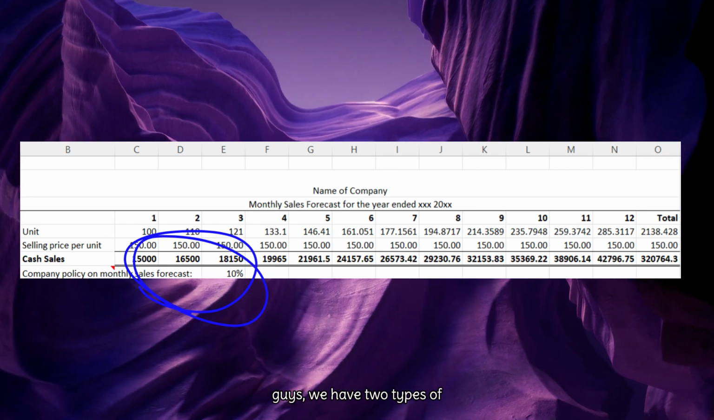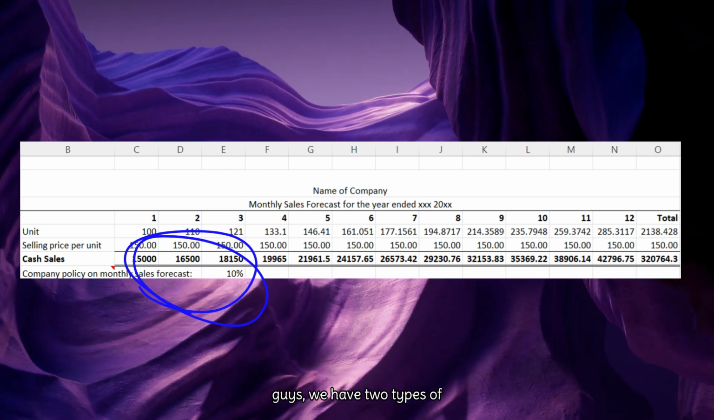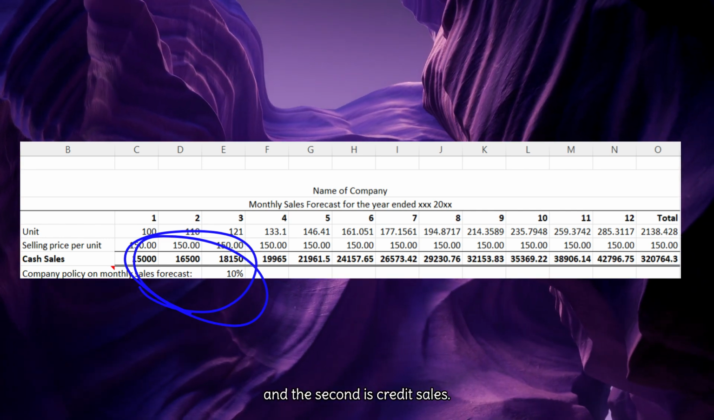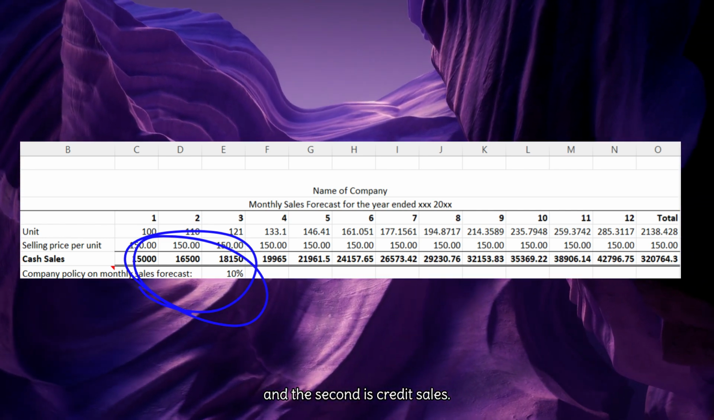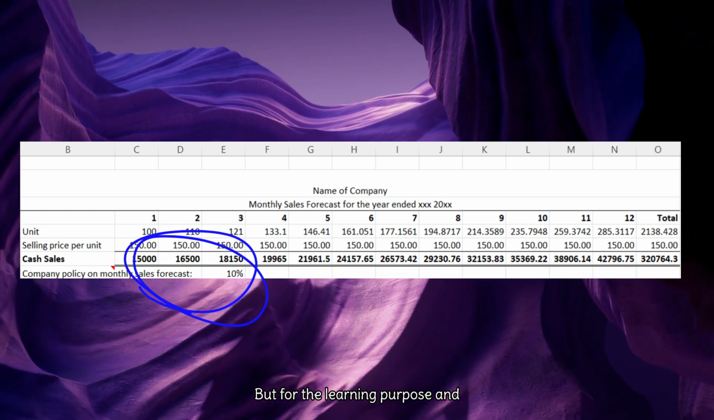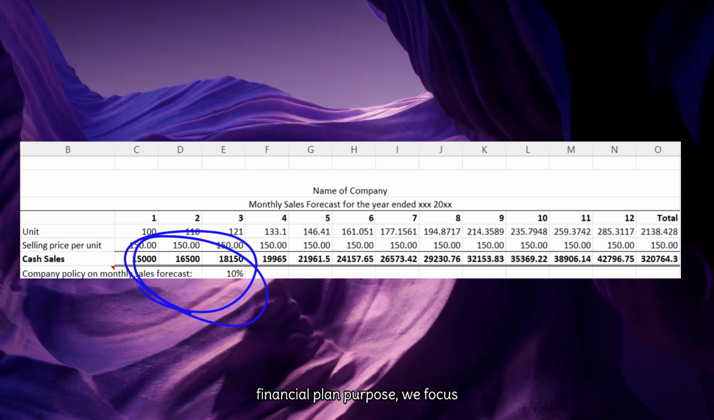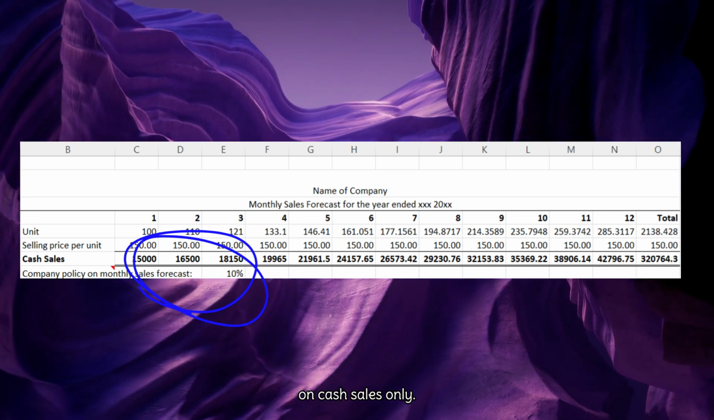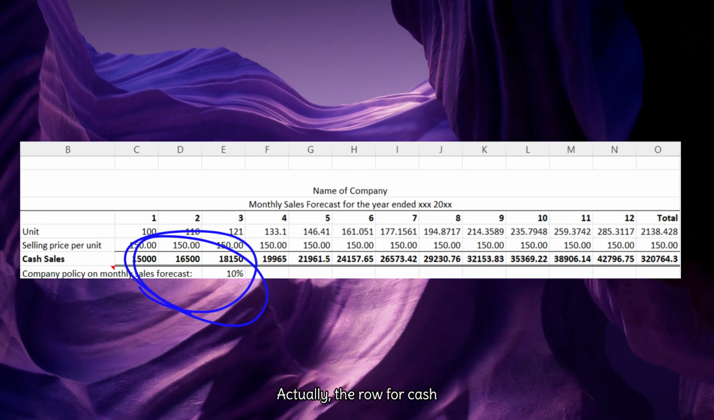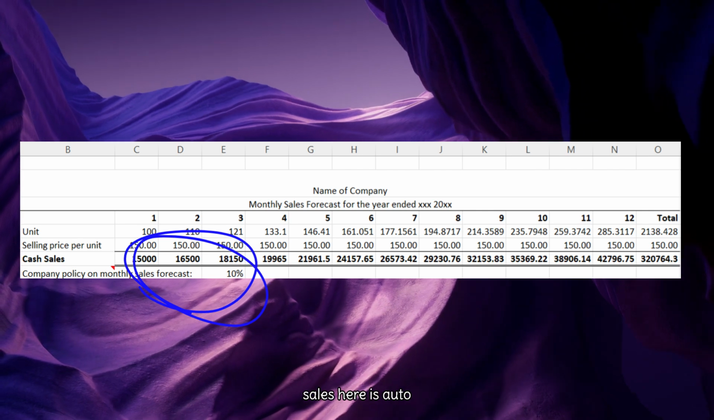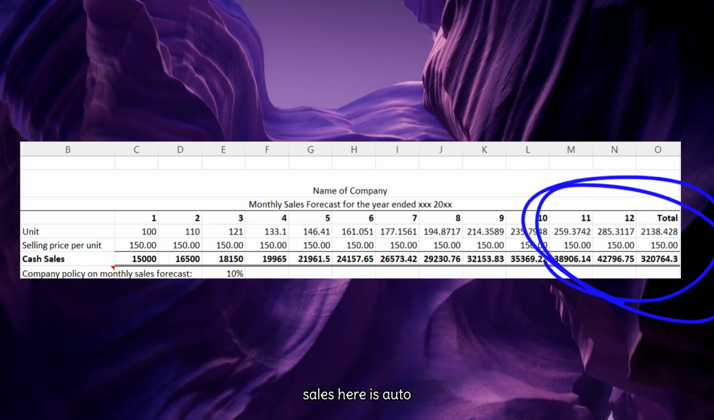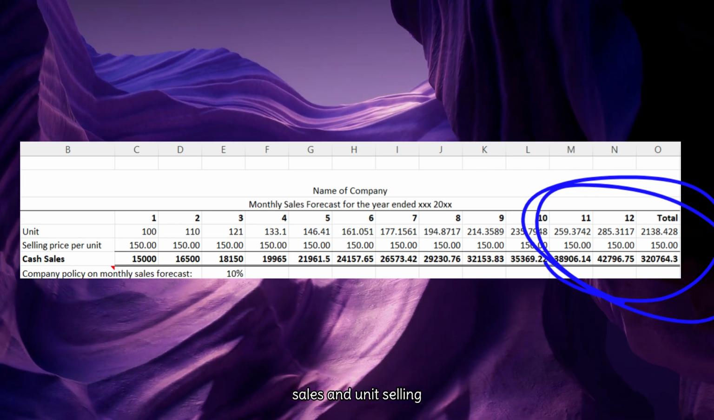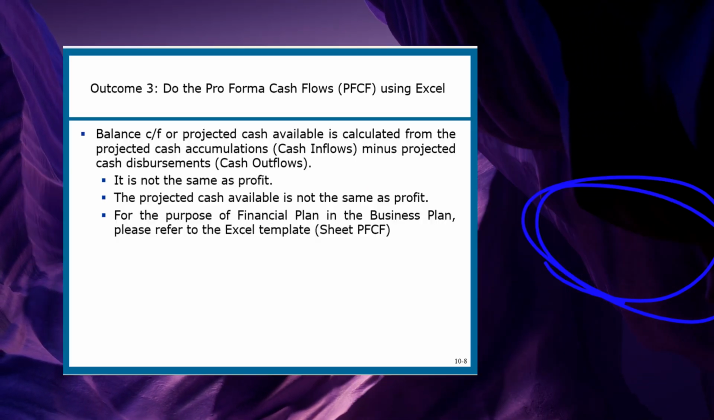For your information guys, we have two types of sales. First, cash sales, and the second is credit sales. But for the learning purpose and financial plan purpose, we focus on cash sales only. Actually, the row for cash sales here is auto-generated. You just fill up the unit sales and unit selling price.